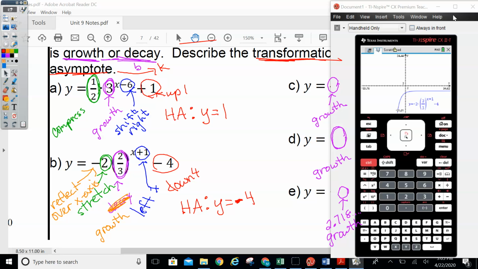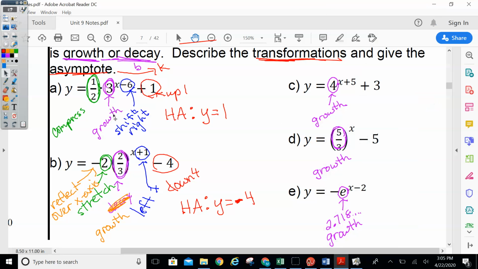Negative just makes it do the opposite of what the original base was. Okay, so we're going to see a negative over here, so that one's going to change it as well. But finishing off these two, looking at C, the +3 makes it go up 3, which tells us that our horizontal asymptote is at 3. And the +5 up here makes it go left 5.